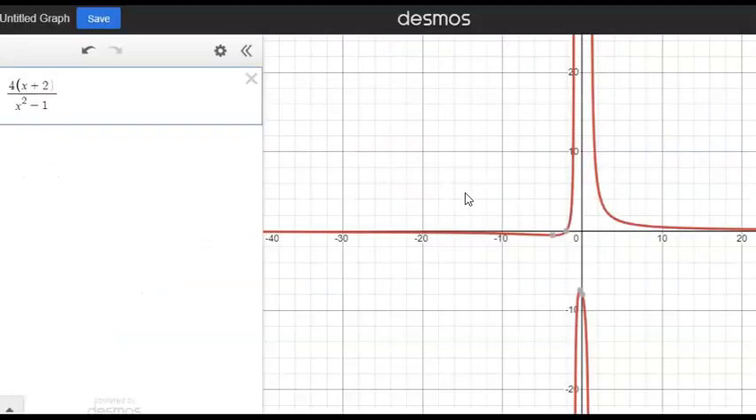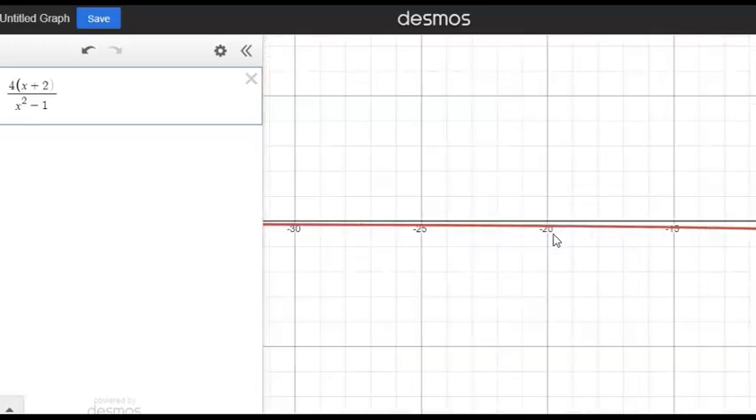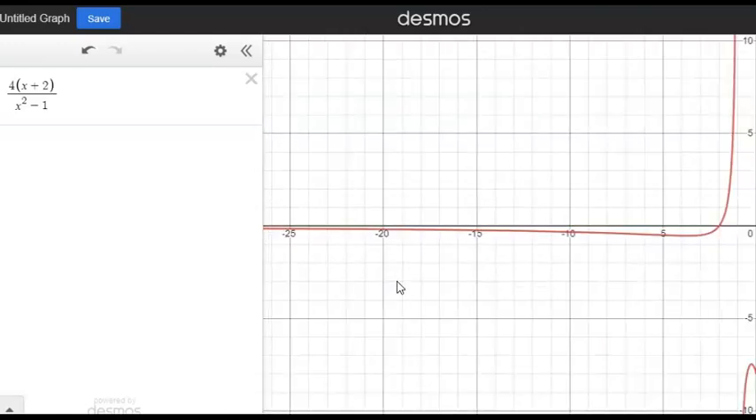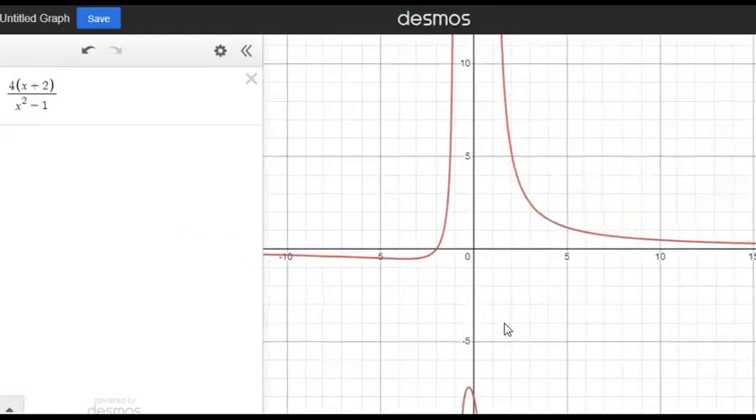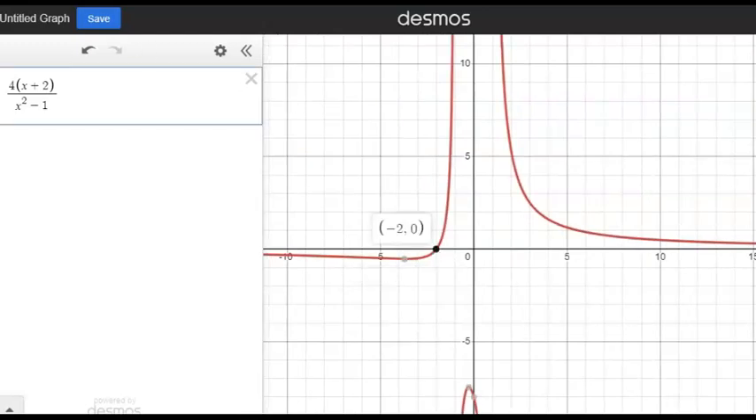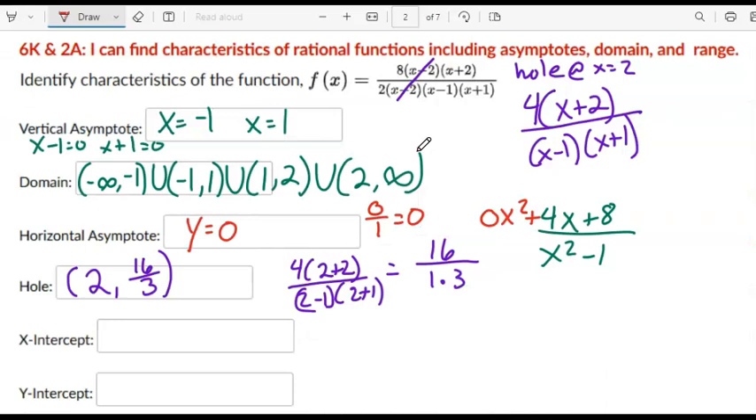Now the reason why I didn't ask you to find the range of this is because there will be more excluded values than just the horizontal asymptote. In fact, the horizontal asymptote, the y will actually go through it. Right here. You'll have more examples like that when you get to pre-cal.